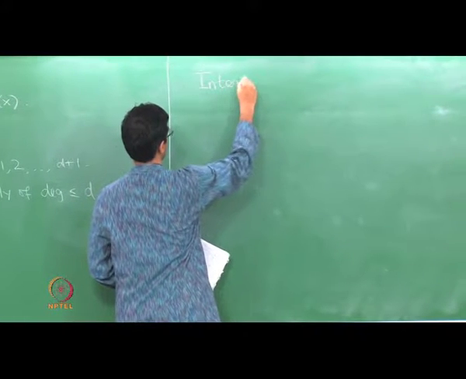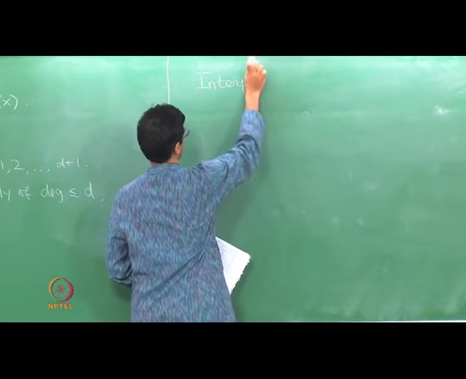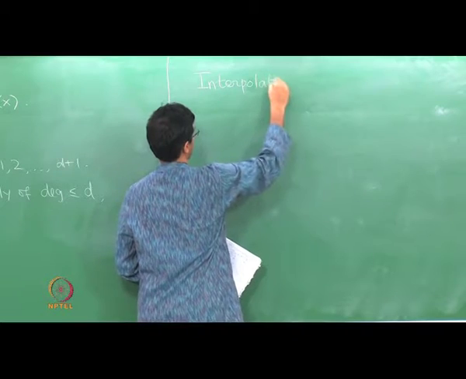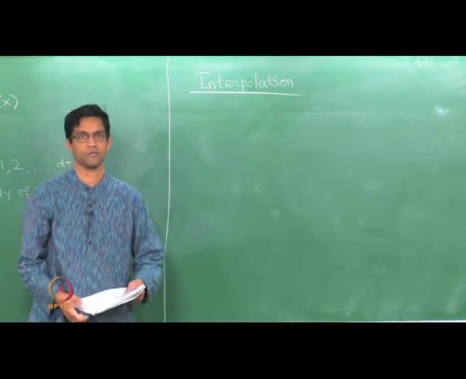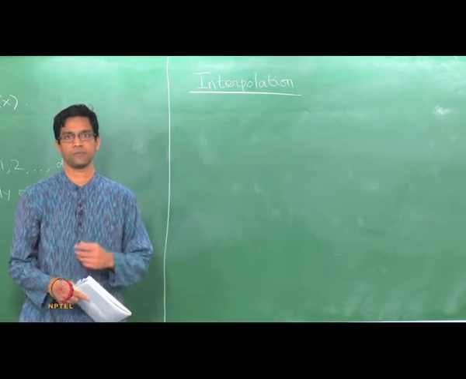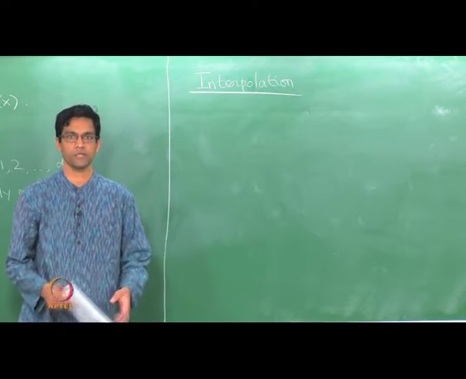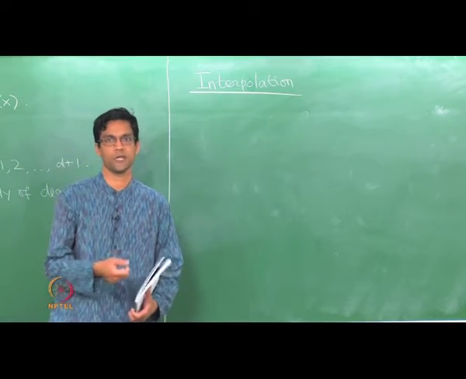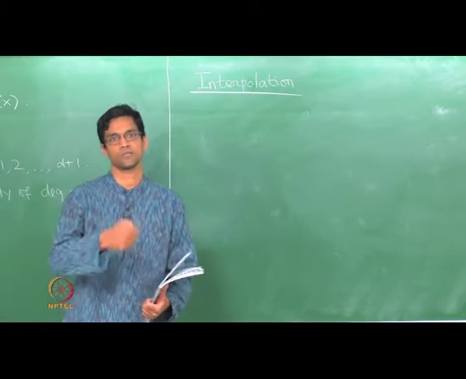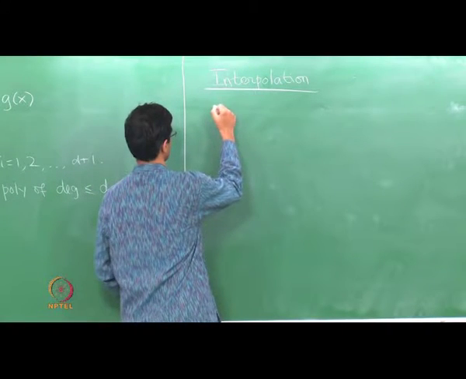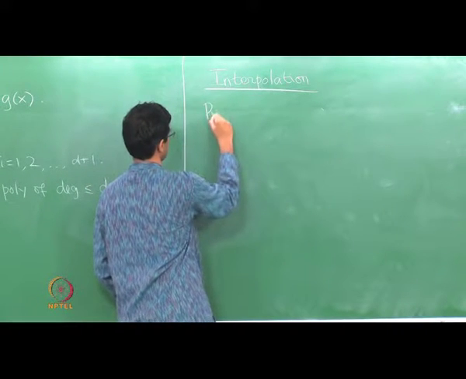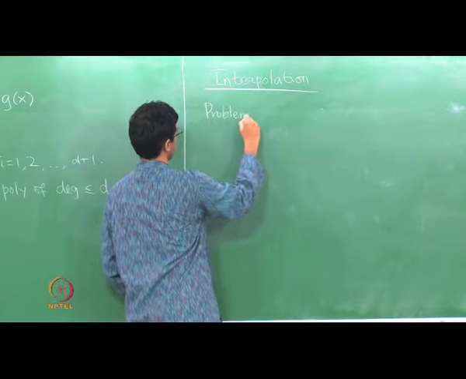So, this suggests the natural next question, which is: given prescribed values at d plus 1 points, can you find explicitly a polynomial which takes certain prescribed values at those points? What I mean is something like this. Here is the interpolation question, here is the problem statement.